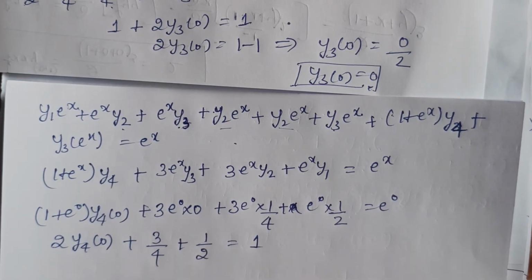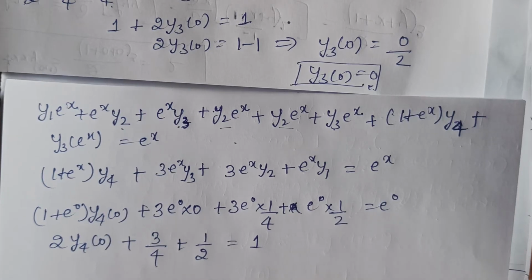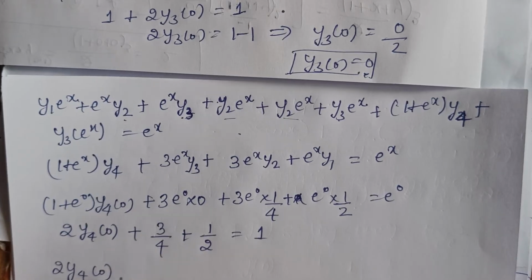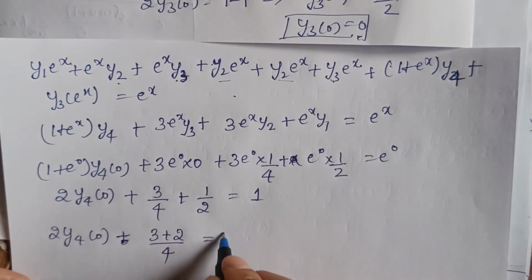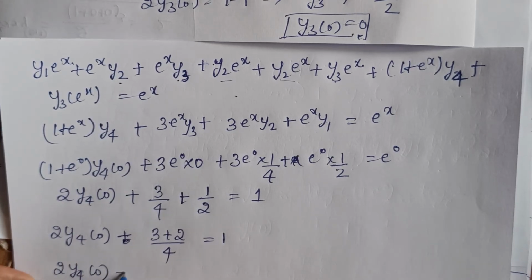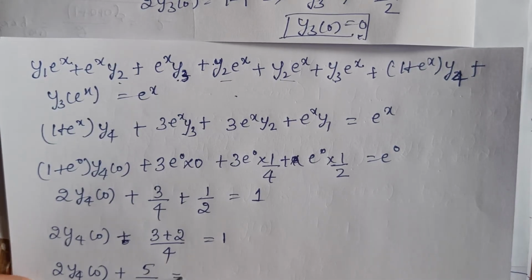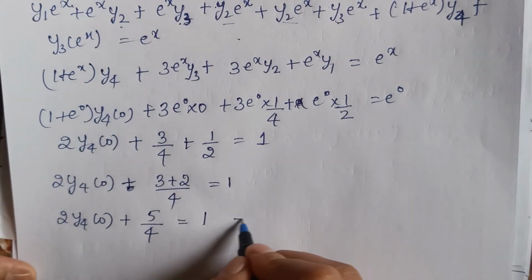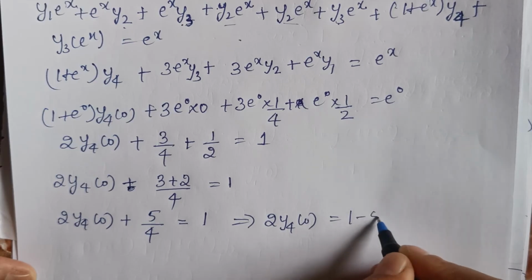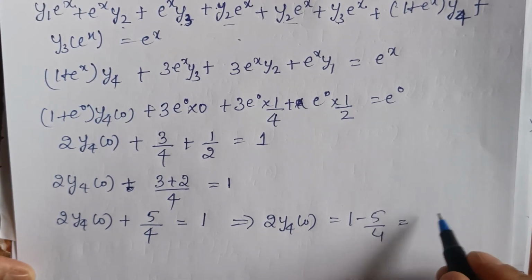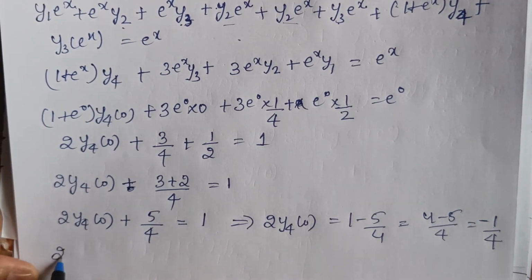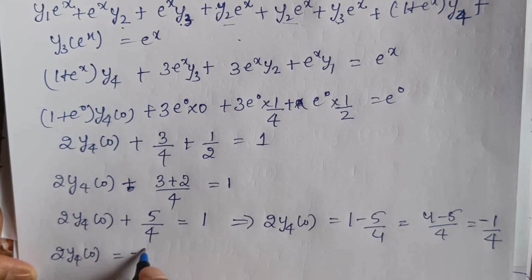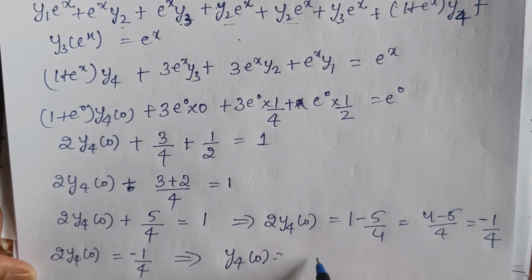Now you can see 3 by 4 and 1 by 2. This is nothing but, we will do the cross multiplication. Okay, so it becomes like 3 plus 2 divided by 4, okay, which is equals to 1. Now 2 y4 of 0 plus 5 by 4 is equals to 1. I'll just take this to the other side. So it becomes 2y4 of 0 is equals to 1 minus 5 by 4. So it is nothing but 4 minus 5 by 4, which is equals to 1 minus 1 by 4. Correct? So 2y4 of 0 is equals to minus 1 by 4, which can be written as y4 of 0 is equals to minus 1 by 8.